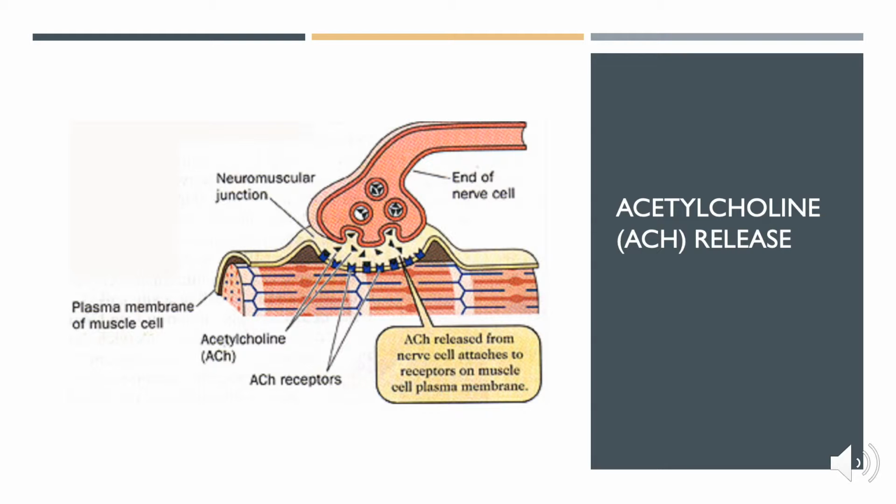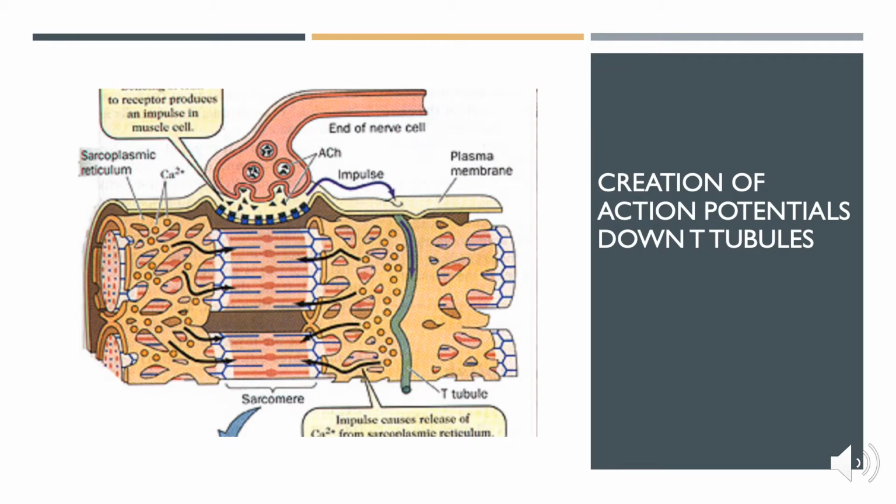This opens ion channels that allow sodium ions to flow into the cell and allow potassium to flow out. The ion flow causes the polarity to reverse and create an action potential. The action potentials spread down from the motor end plate to the T-tubules, then continue down the T-tubule to the cell interior.